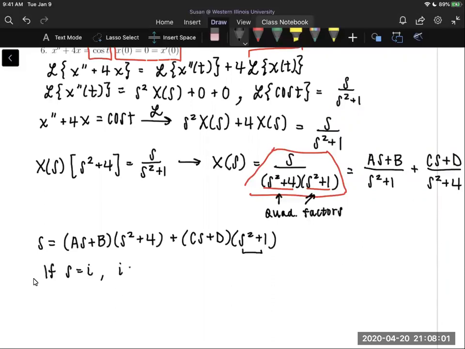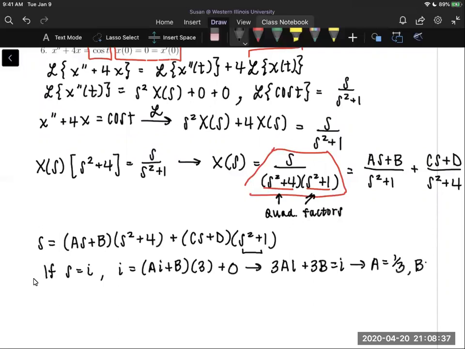Well, the left-hand side is i, and then I have (ai + b) times s squared, which would then become i squared minus 1, which is -1, so this is 3. And then this whole ending term is going to drop out. So now what I have is 3ai + 3b equals i. Equating the coefficients of the imaginary terms leads to a equals 1/3, and equating the coefficients of the real term leads to b equals 0. So right there, we just solve for a and b.